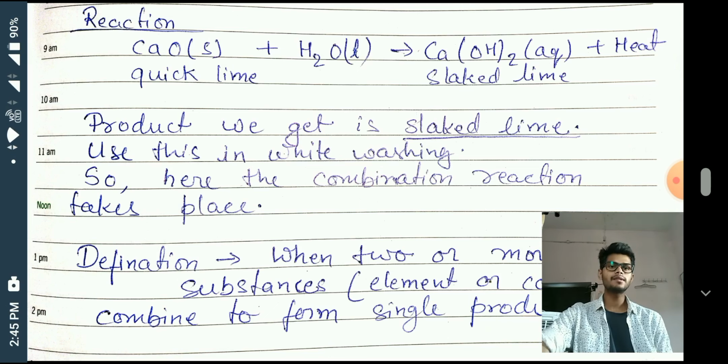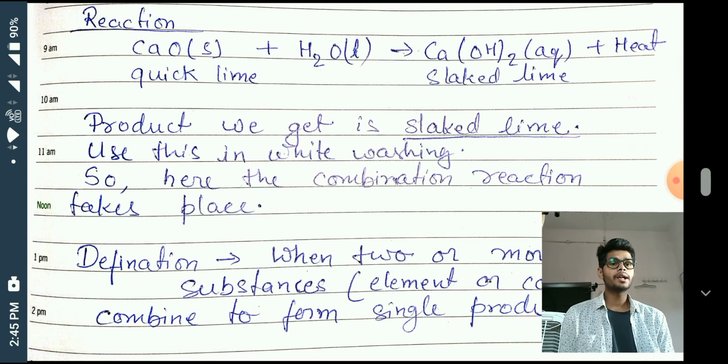So the product is slaked lime, and we used this in whitewashing earlier, although nowadays we use Asian Paints and whatever paints you are using. But earlier we used to do whitewash in our homes and buildings. So now the things have changed.